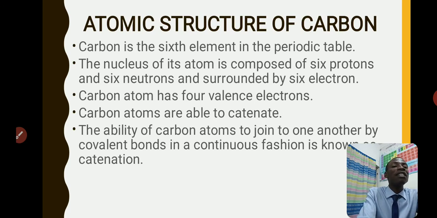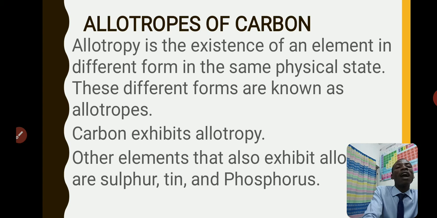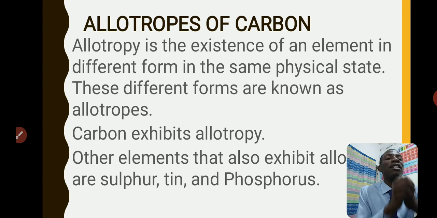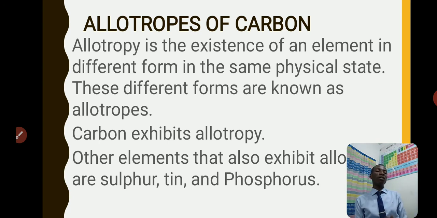Carbon is the sixth element in the periodic table, and it has 6 protons and 6 neutrons. A carbon atom has 4 valence electrons. The allotropes of carbon are majorly graphite and diamond. Those are the crystalline allotropes of carbon.